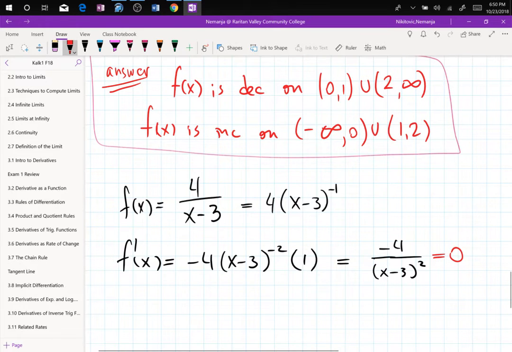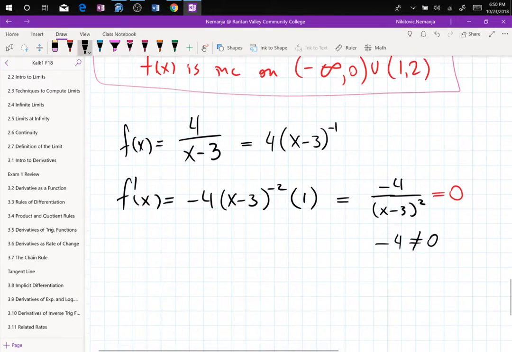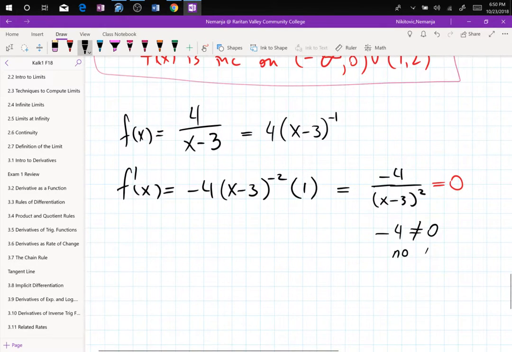But cool. And now, when you set this equal to 0 to find critical points, you immediately see that there's no solution here, because when you cross multiply, you get negative 4 equal to 0, and you know that's not true. So, no critical points. Now, does this mean that we don't get to do anything?